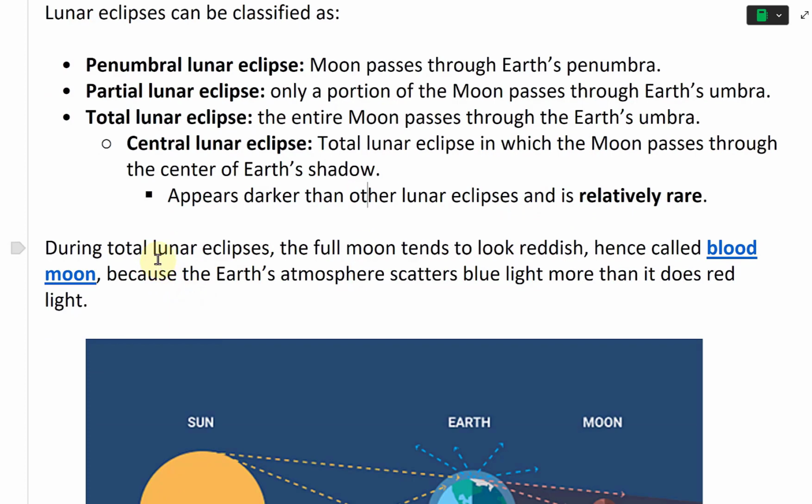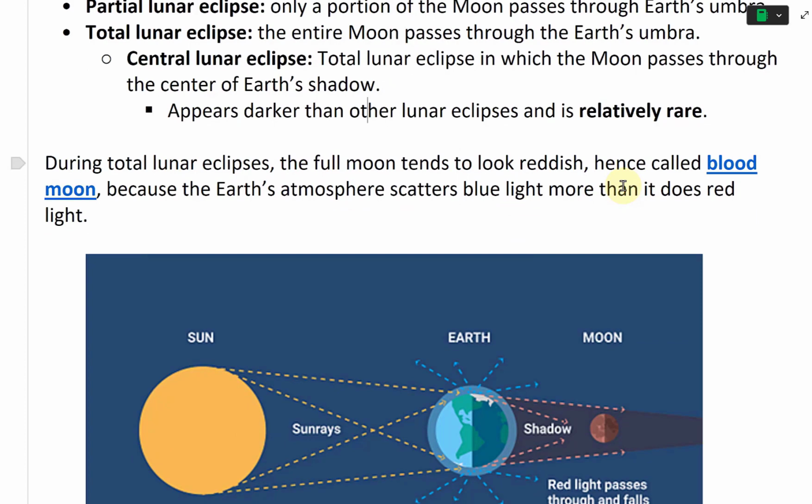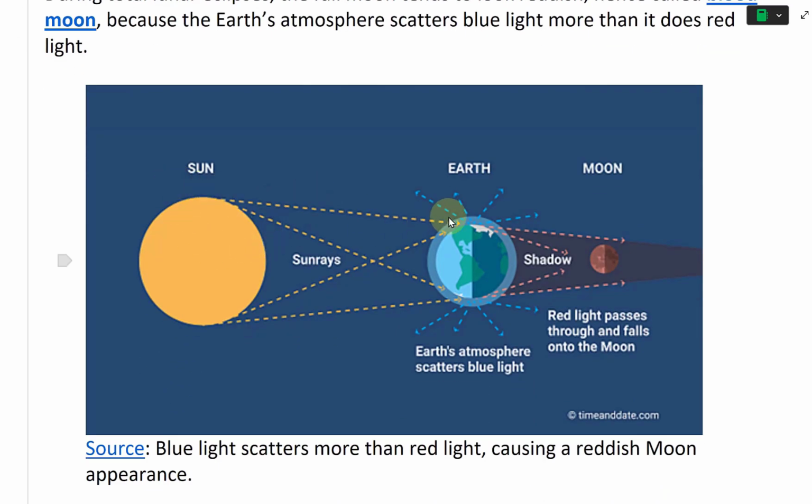And going further, so during total lunar eclipses, the full moon tends to look reddish, hence called blood moon, because the Earth's atmosphere scatters blue light more than it does red light. So you'll have the sun here, the sun rays, and then the blue light's higher frequency and shorter wavelength, so it typically gets scattered in the atmosphere, so it scatters more out, whereas the red wavelengths, which are longer and lower frequency, they can go through, so they'll go like this. They'll typically go through, whereas the blue one goes like this and probably hits a lot of the atoms and flies around and so on.